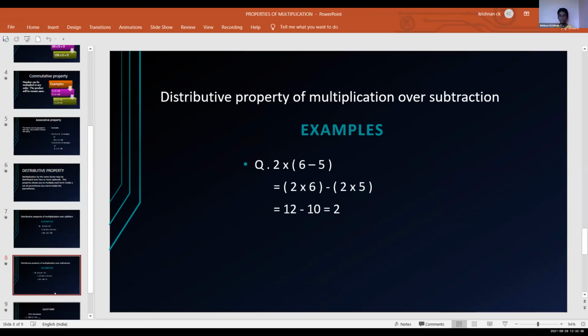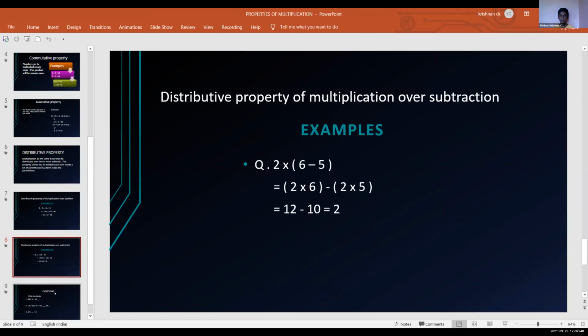Distributive property of multiplication over subtraction. Example: first we multiply 2 with each number in the bracket, which is 2 into 6 minus 2 into 5. 2 into 6 gives us 12, and 2 into 5 gives us 10. Then subtract 12 minus 10, which gives us 2.